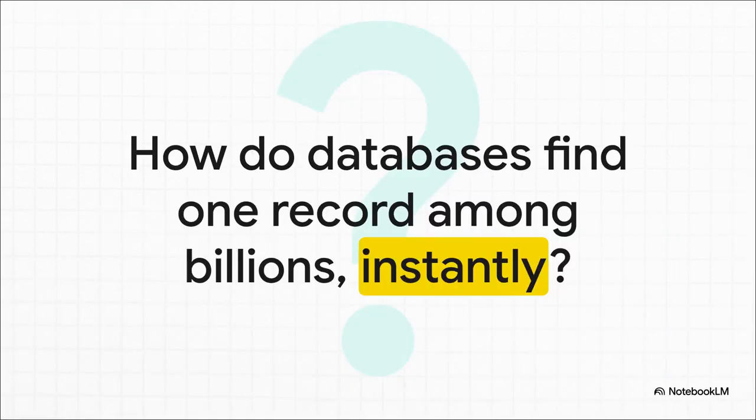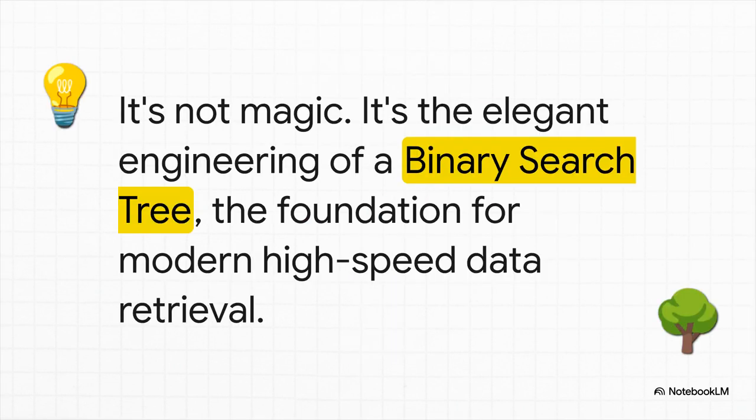So how do they do it? Seriously, how can a system possibly sift through billions of records and pull out the one exact thing you need, like right now? It's a massive question, and it's one that has been at the very heart of computer science for decades. And the answer, well, the start of the answer anyway, isn't some kind of unknowable magic. It's actually a beautifully simple and incredibly powerful idea called the binary search tree. This is the foundation, the bedrock concept that makes all modern high-speed data searching possible.